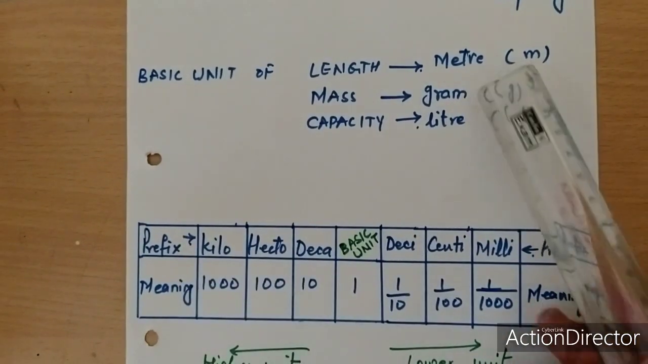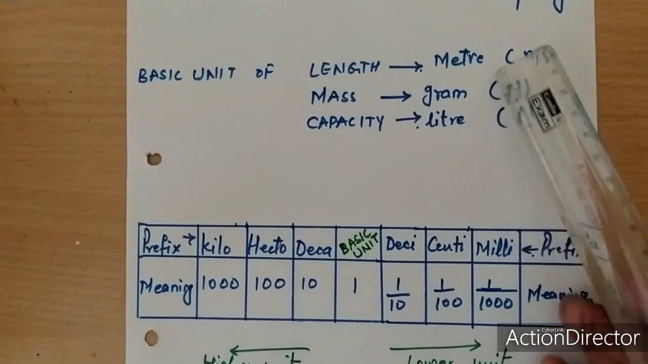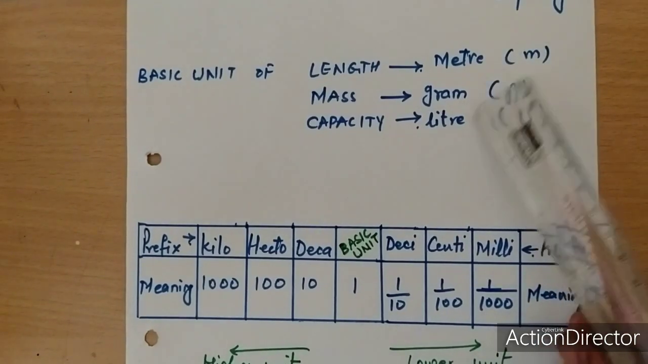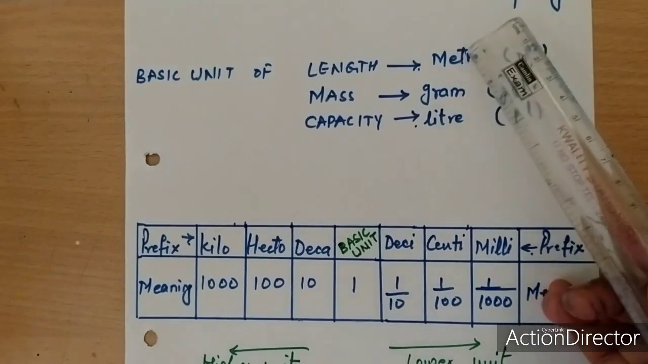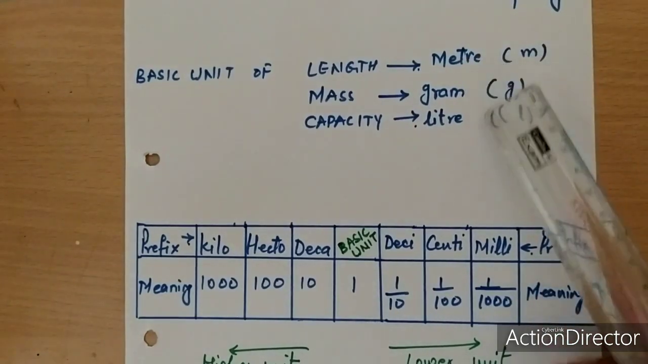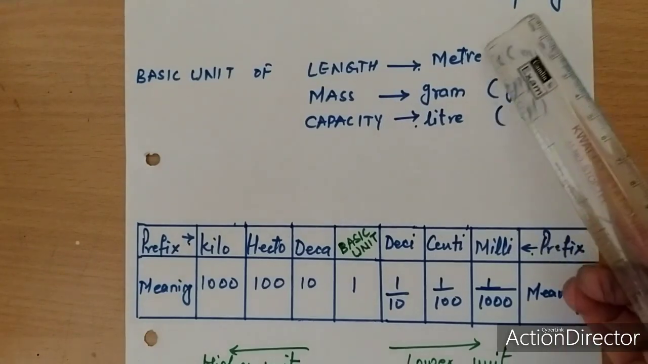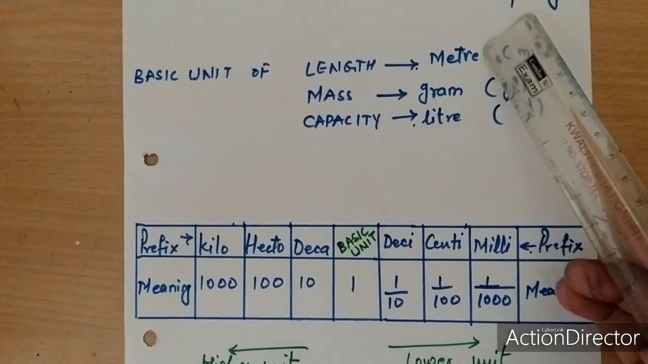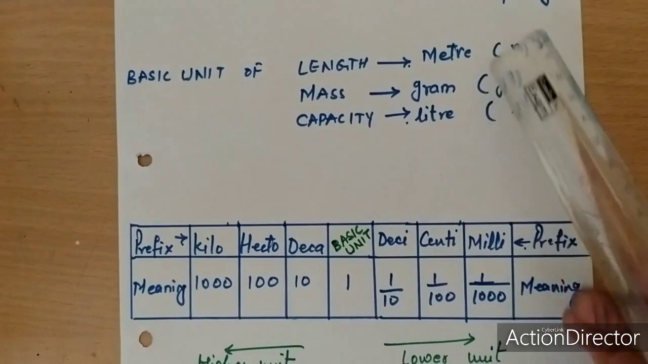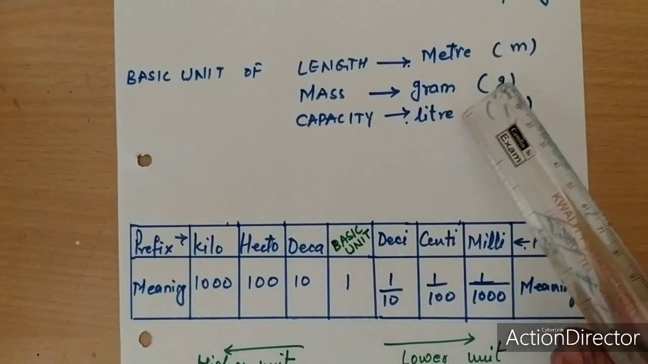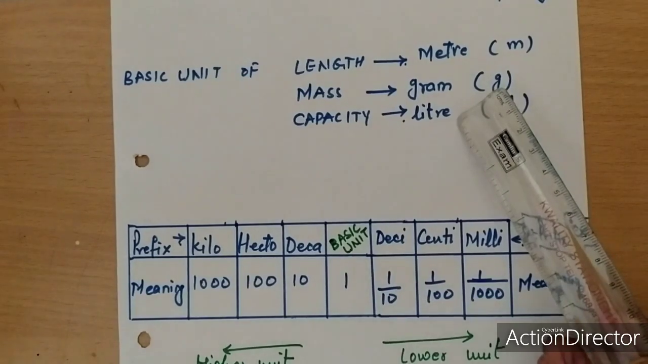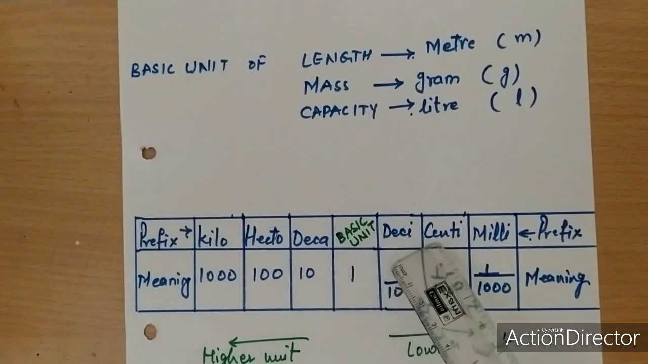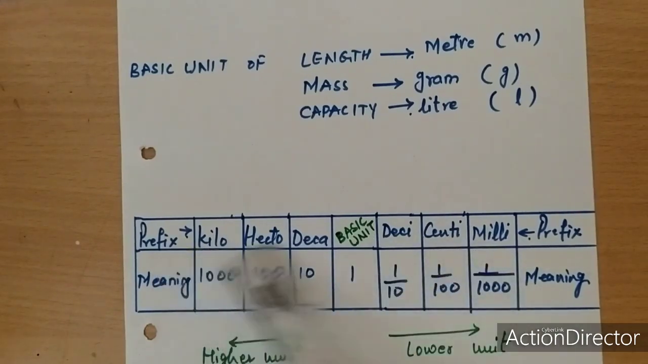Another one is kilogram. Another one is kiloliter. Similarly, hectometer, hectogram, hectoliter. And the next is decameter, decagram, decaliter. Similarly, decimeter, decigram, deciliter, centimeter, centigram, centiliter, millimeter, milligram and milliliter. So all these kilo, hecto, deca, deci, centi and milli are prefixes.